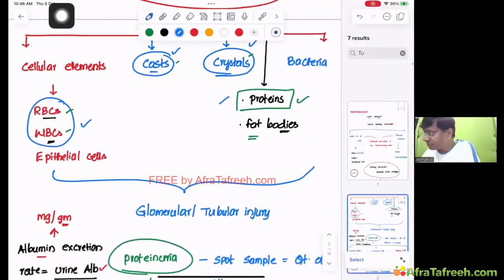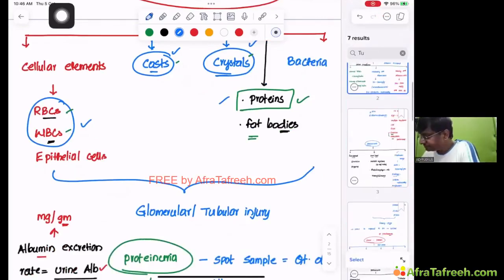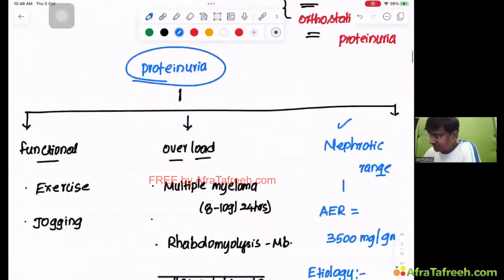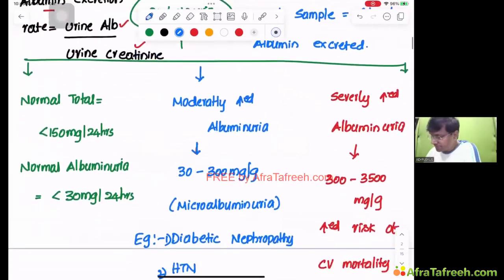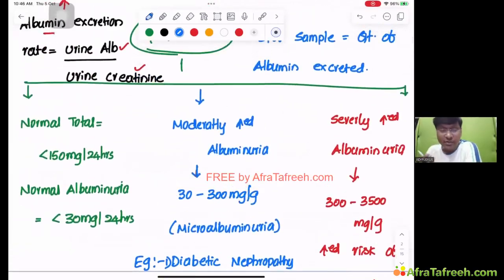So what is the normal total quantity of proteinuria? Right, the total quantity of proteinuria is nearly less than 150 milligrams per 24 hours, or if it is normal albuminuria, it is less than 30 milligrams per 24 hours.